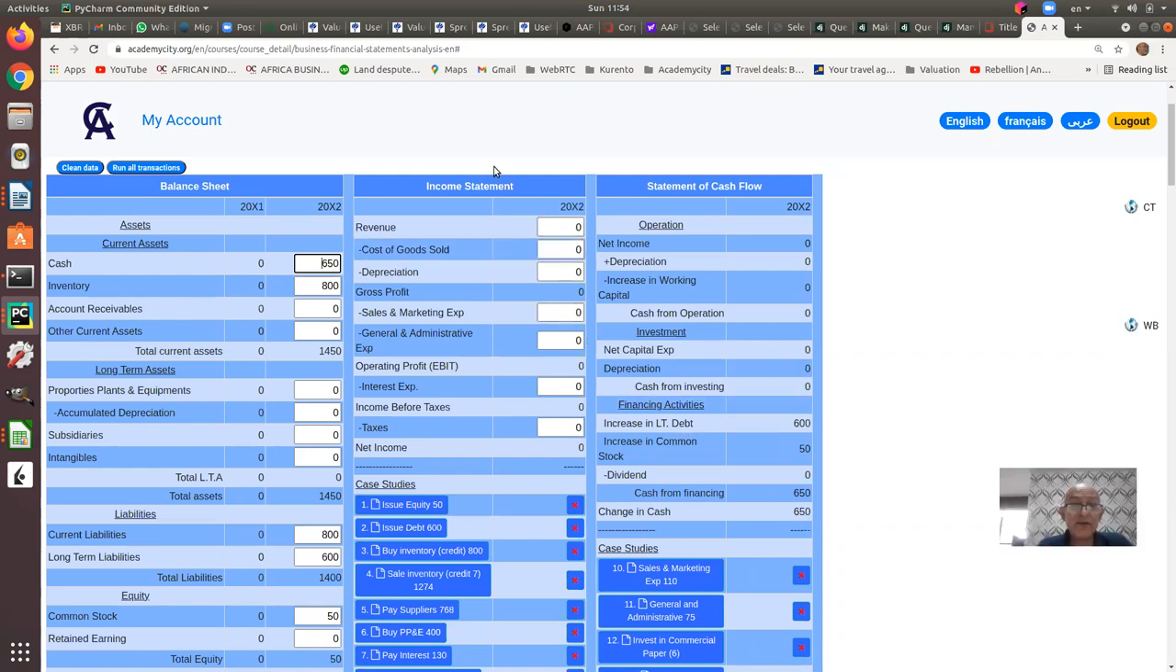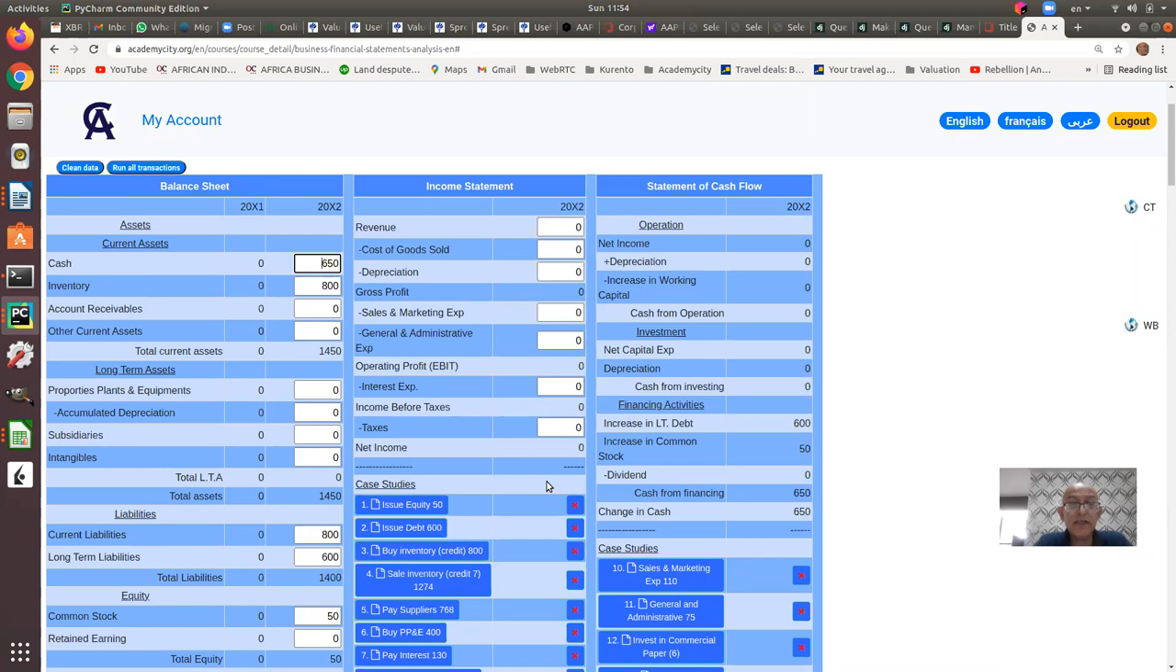Is there any effect on the income statement? No, as we saw last time. We just bought something. We bought some shoes and put them in the warehouse. The supplier didn't ask for any money. We just owed him money. So nothing really happened. I didn't make any money.